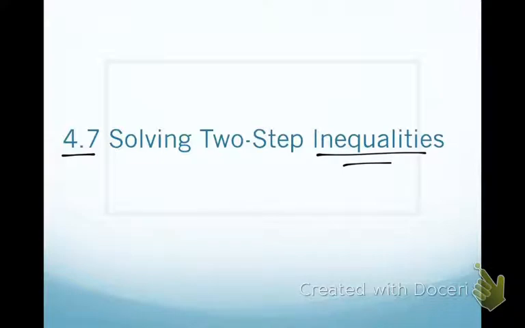Read me what the rules say in 4.3, the very first one. Add or subtract. Second, what does it say? Multiply or divide. Okay, we're going to add or subtract, and then we will multiply or divide. Read me what the last thing says on your 4.3 notes. Never move the number attached to the variable first. So those rules that we learned about solving two-step equations are going to be the same rules we use today on 4.7, solving two-step inequalities.